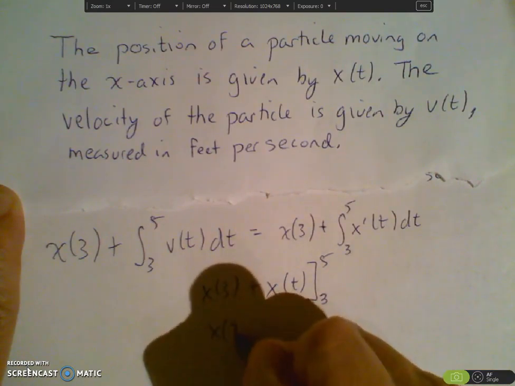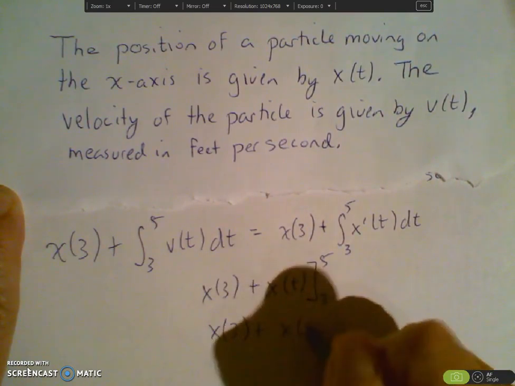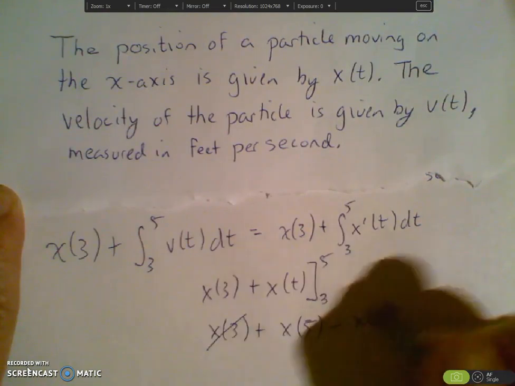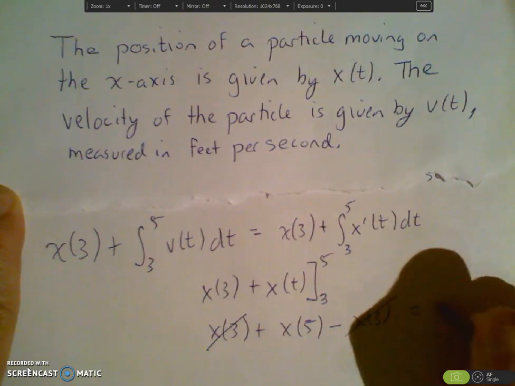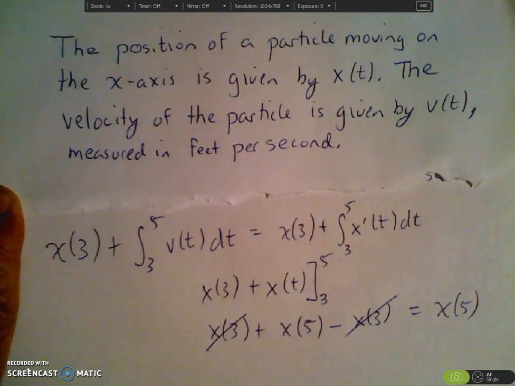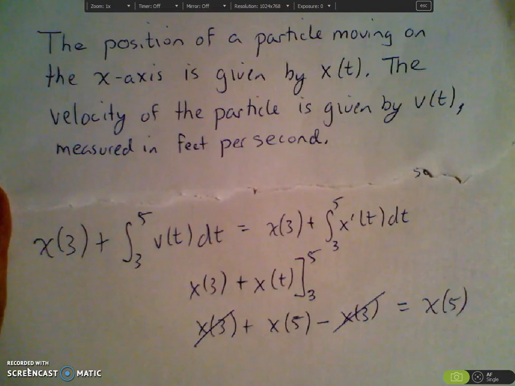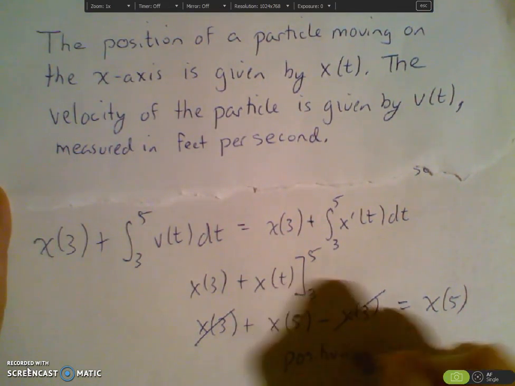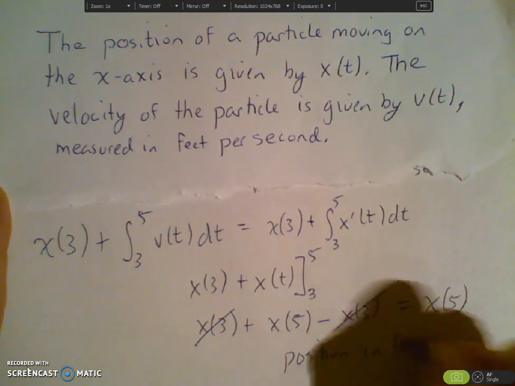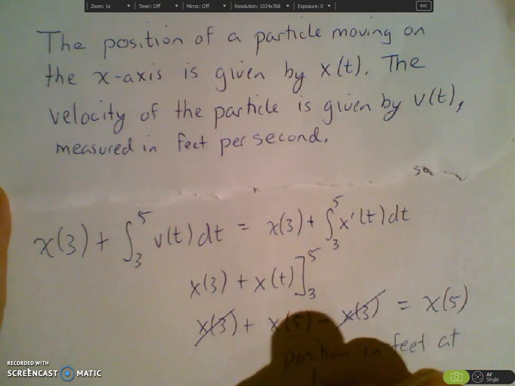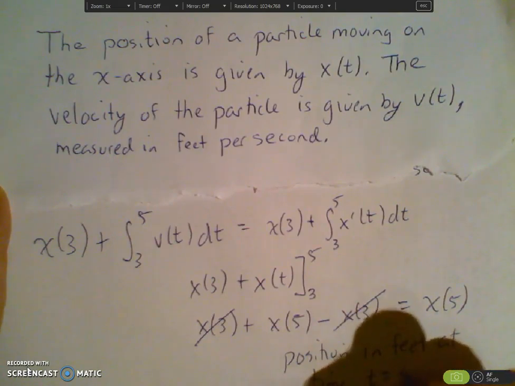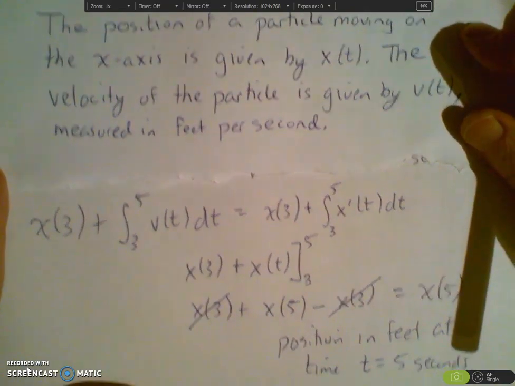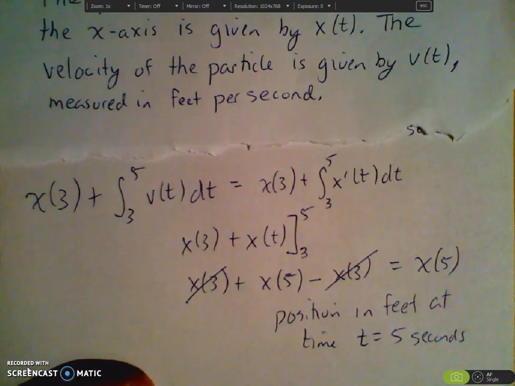We'll need to plug in the 5 and then minus plug in the 3. Notice how these terms cancel out, and we're left with the position in feet at time t equals 5 seconds. Oops, went off the screen just a little bit.